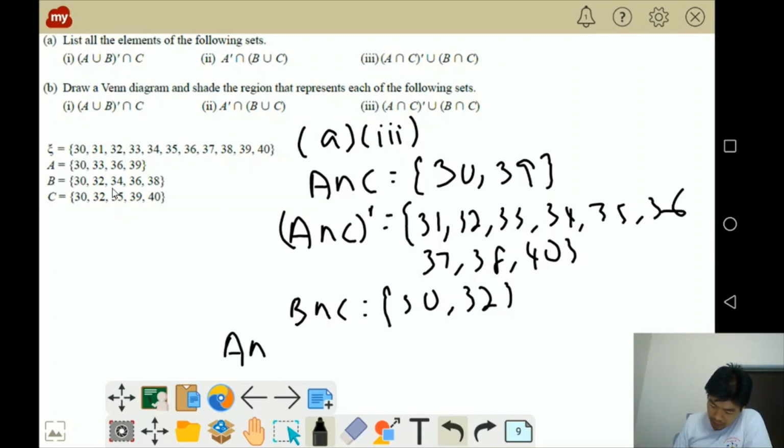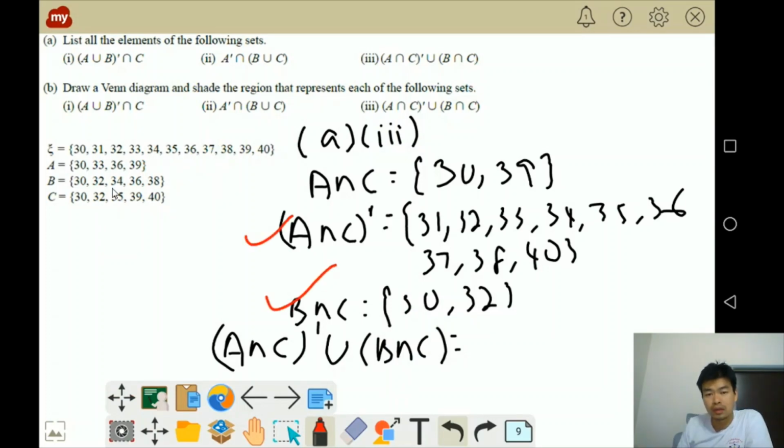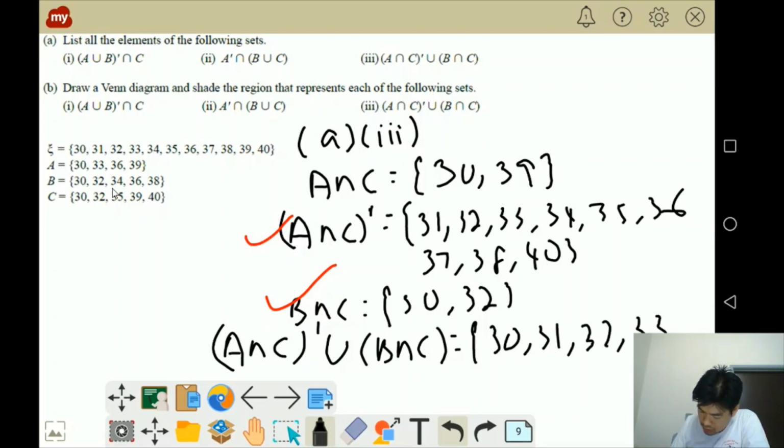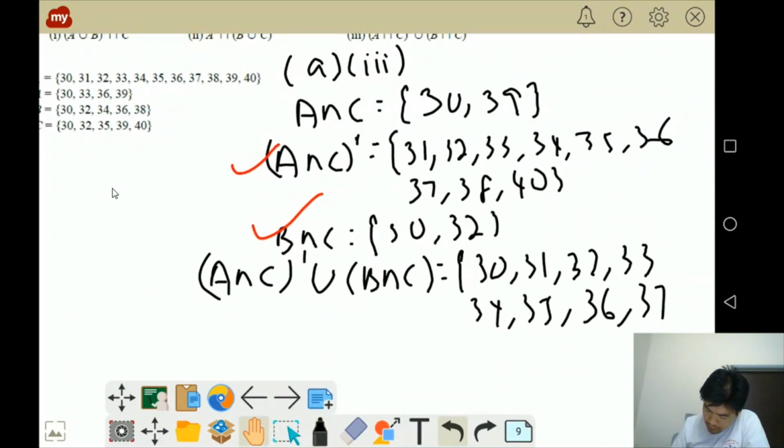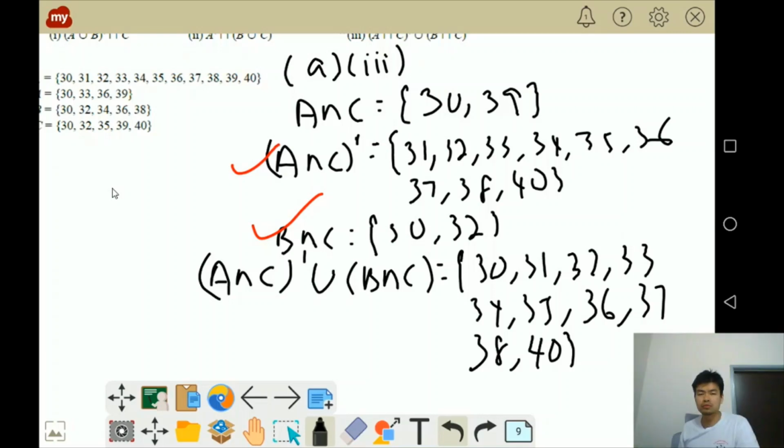Now, A intersects C prime union with B intersects C is simply just look at these two sets. You just union them, add them up. So we have almost every number. Okay, which I'm going to list down here one by one: 30, 31, 32, 33, 34, 35, 36, 37, 38. Do we have 39? No 39, right? There's no 39, 40. We have almost all the elements in the universal set, right? So therefore, this is the answer for A3. You do what is in the bracket first, then you union them. That's all.